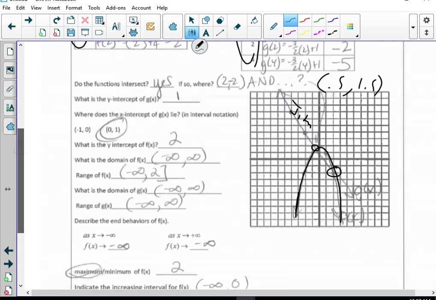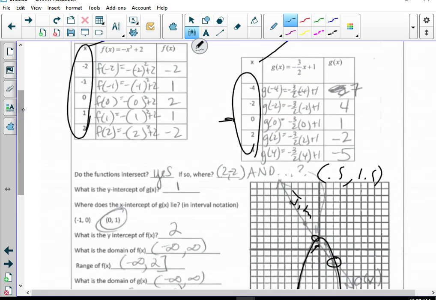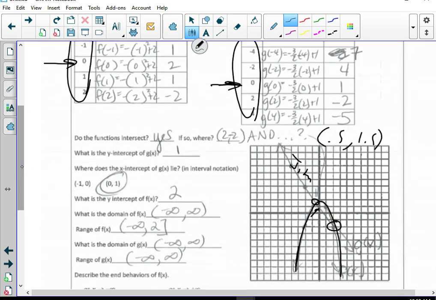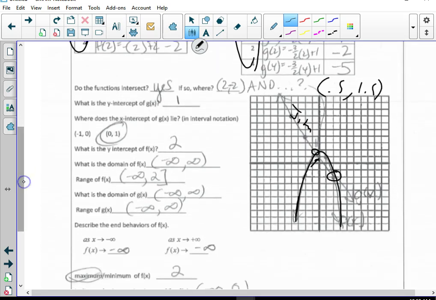Okay, what is the y-intercept of g of x? Well, that's at 1. And we can get that from our table right here, 0, 1. That's the y-intercept. The y-intercept of this one is at 0, 2. So we got our intercepts. Okay. Y-intercept is 2. The domain of f of x, remember, that's all real numbers, parabola.